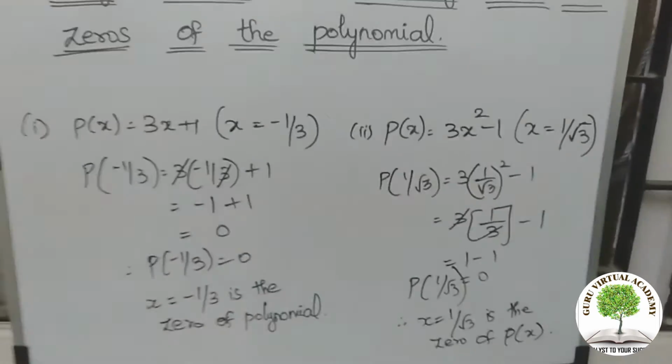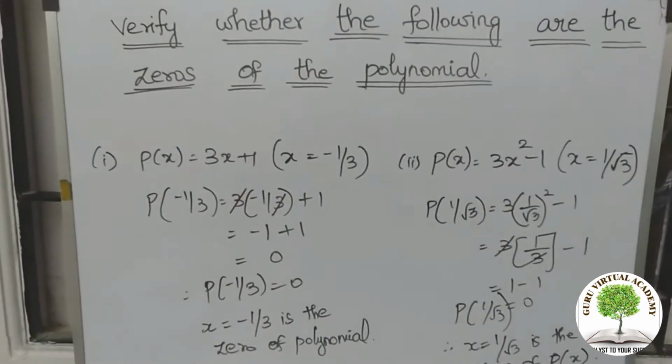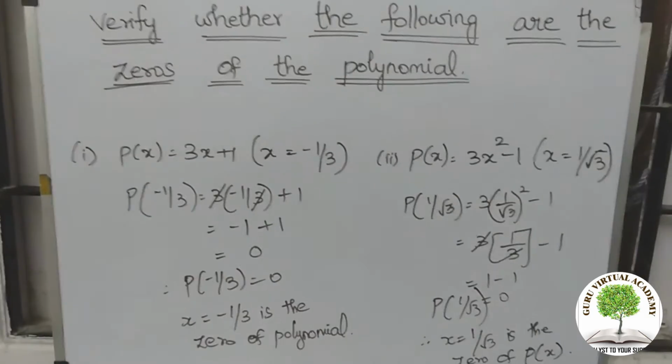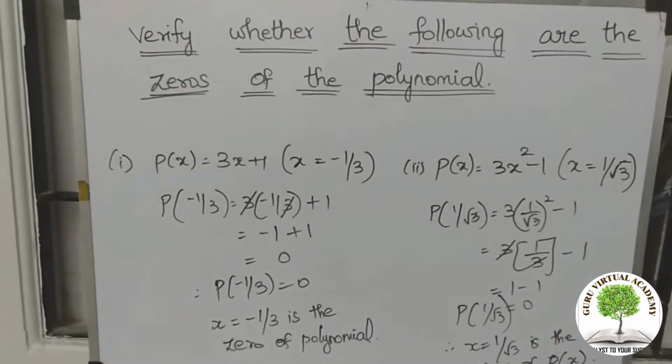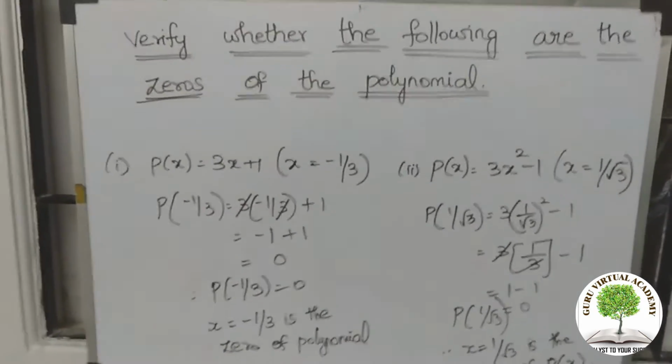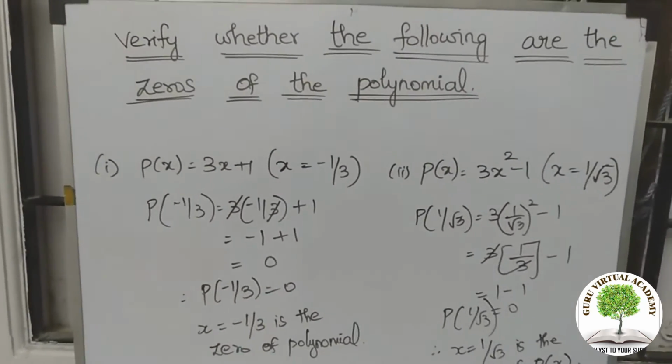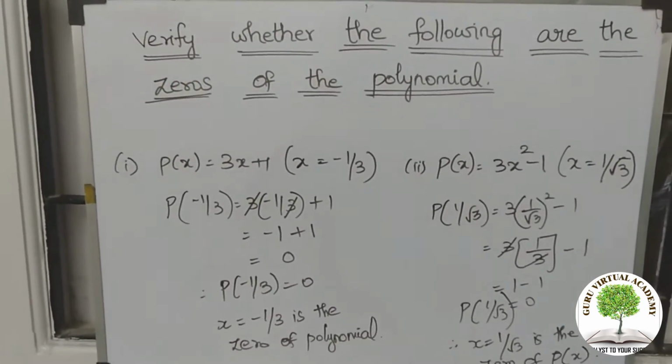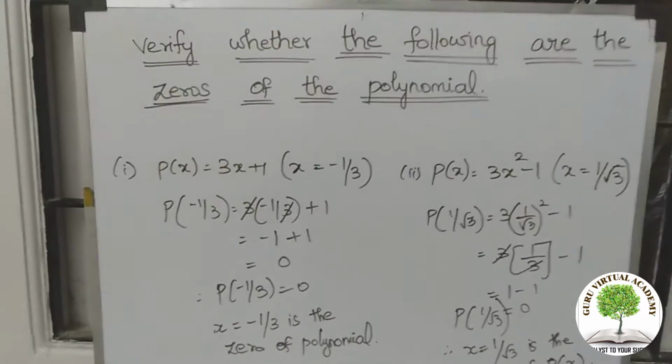polynomial. So I repeat, for this kind of question you have to substitute the given x value in the polynomial, and after solving, if you get 0, then the given value is the 0 of the polynomial, else it is not the 0 of the polynomial.